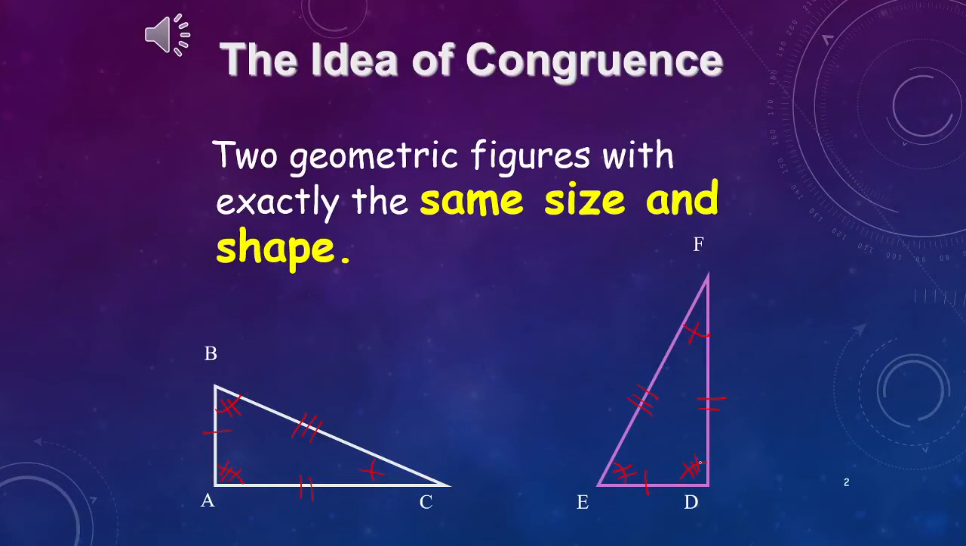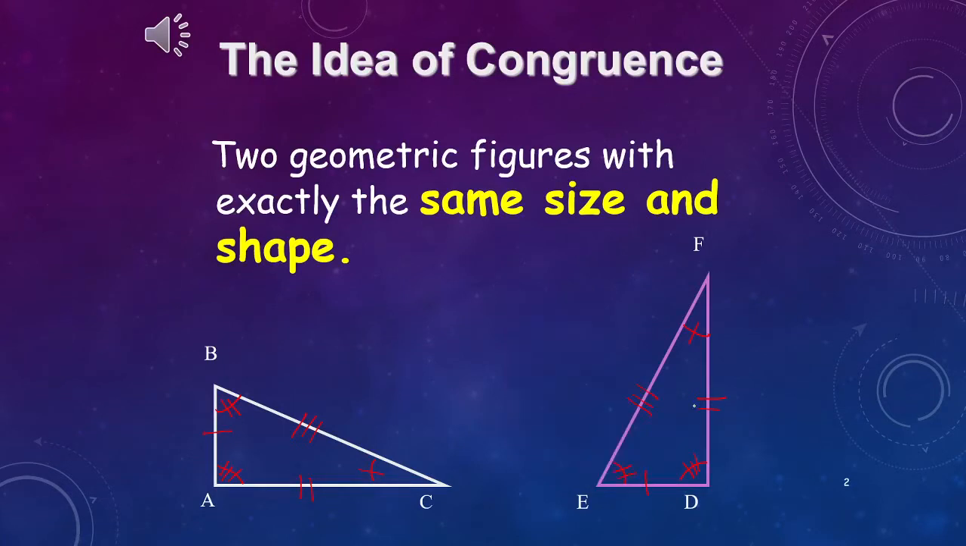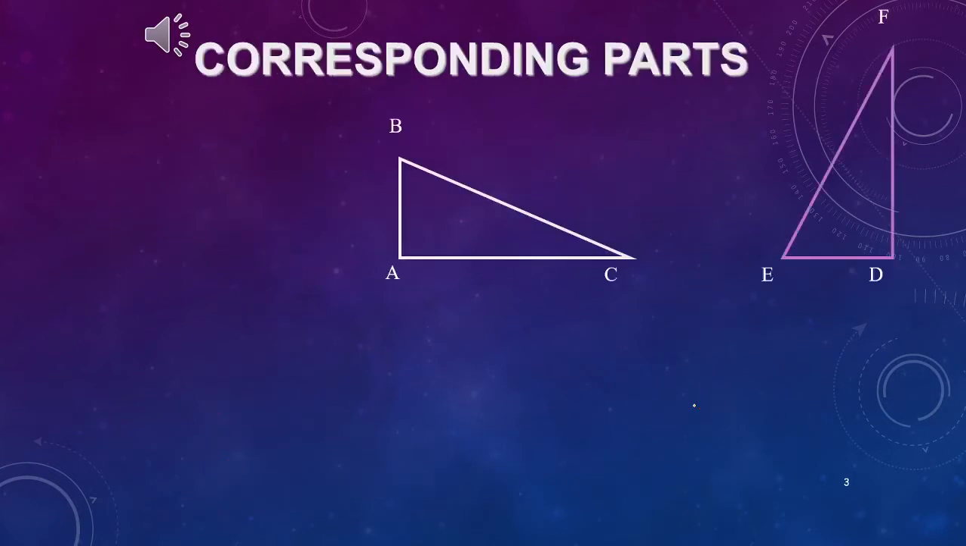Okay? Now, if there are no symbols for congruence, just like what I am doing right now, you cannot say that the sides or the angles are congruent. So take note, there should be a symbol for congruence for two sides or two angles to be congruent. Okay, let's have more examples.